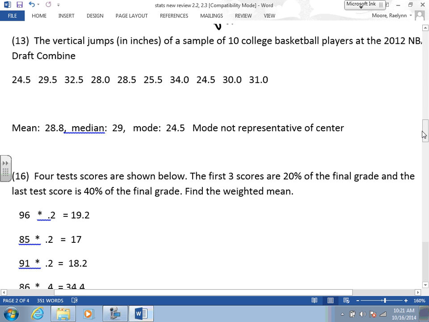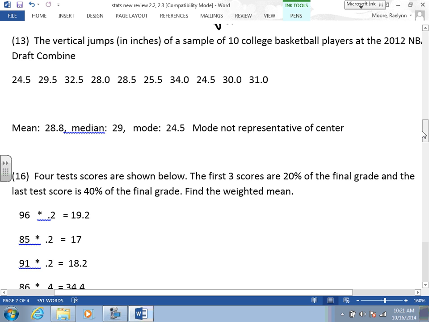Mean, medians, modes. Can everybody put this in their calculator and figure out where your mean is? Everybody can do it with the frequency, L1, L2. Now, when you do this, if you're going to look to see where your median is and where your mean is, then you have to put them in order.